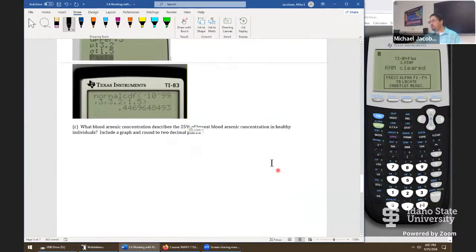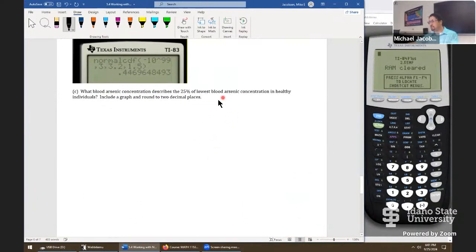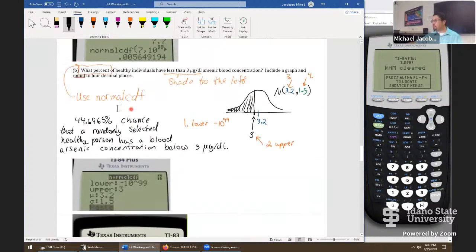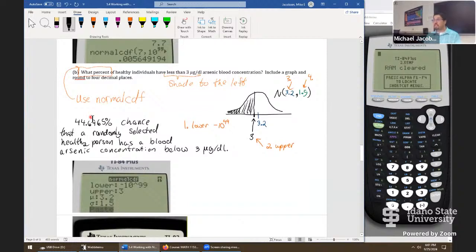Well, looks like we have one last question to run through. Let's move that down. This one says, what blood arsenic concentration describes the 25% lowest blood arsenic concentrations in healthy individuals? So we want to find the cutoff for the 25% lowest concentrations of arsenic in people. Well, notice that there's something weird about this problem. It gave the percentage. In the other problems, we were looking for the percentage, but this one gave it to us. What's missing? The value on the horizontal axis is what's missing.